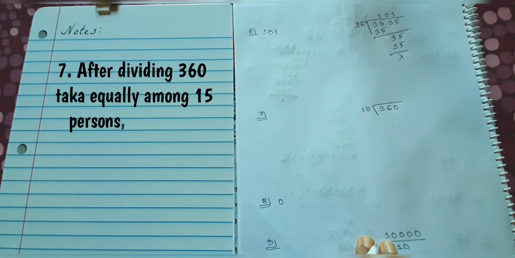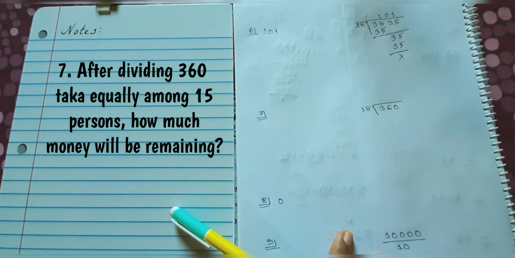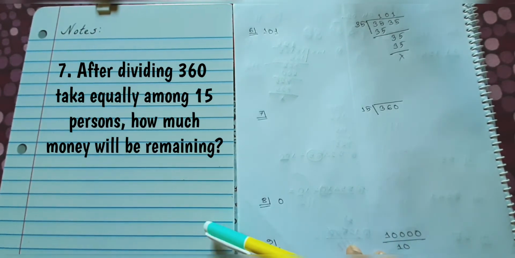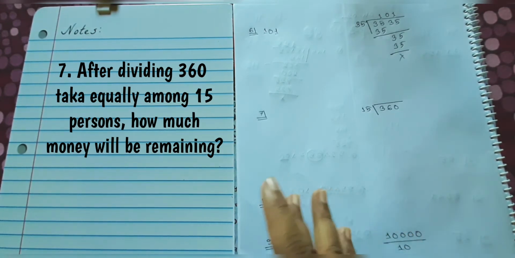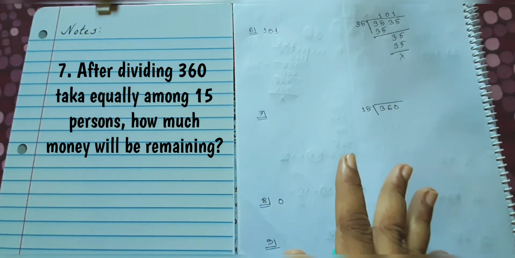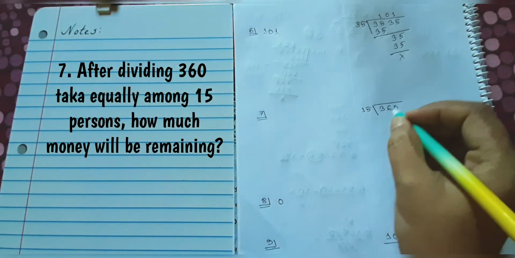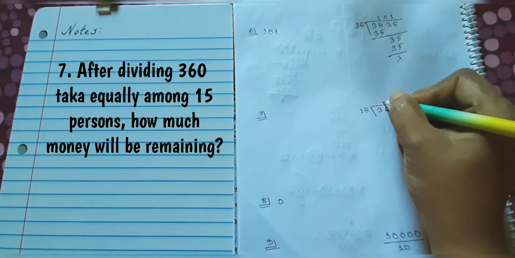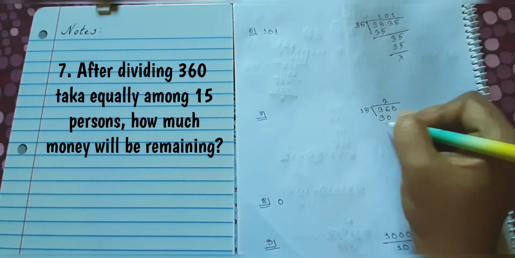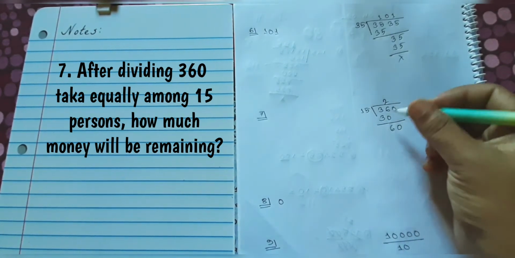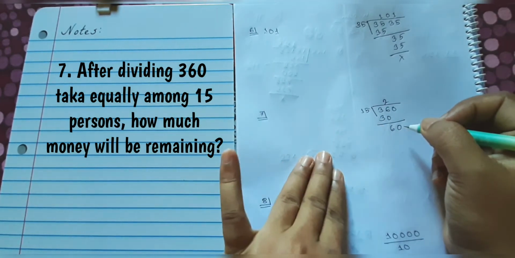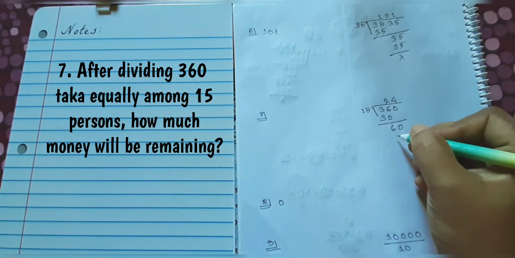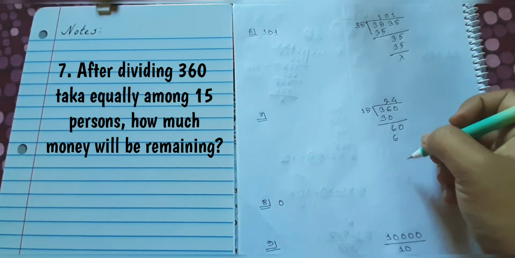Now the question number 7 you can see over here is, after dividing 360 taka equally among 15 people, how much money will be remaining? So they already said that we are dividing money among 15 people. So we divide that money by 15, and 15 goes into 36 for how many times? 2 times. And in 60, 15 goes for 15, 30, 45 and 60, for 4 times. If I'm correct, then it goes for 4 times, right?